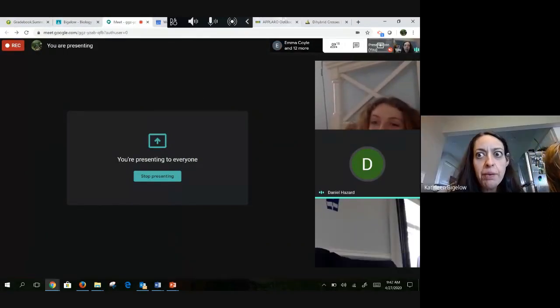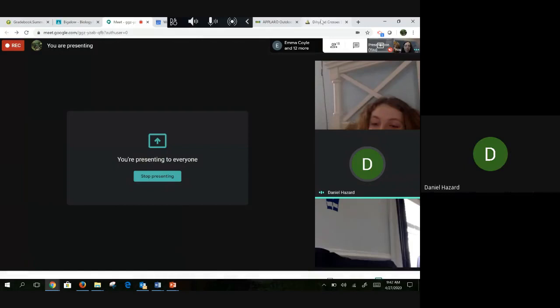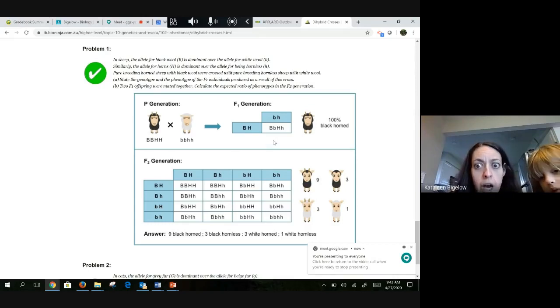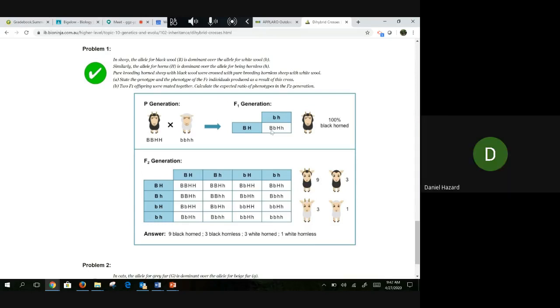Sorry, can you say that one more time? So you start by seeing that the color black was dominant, so it's going to be big B, little b. And then you see that the horns were dominant, so it's going to be big H, little h, and then using that you foil to find what the next generation would be. Well, you foil to find the gametes.